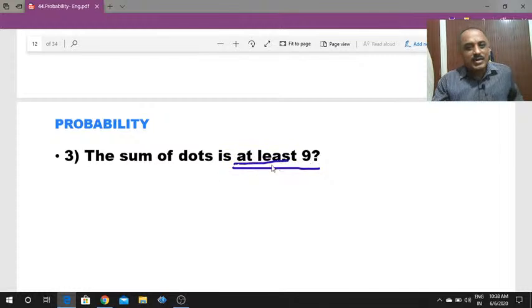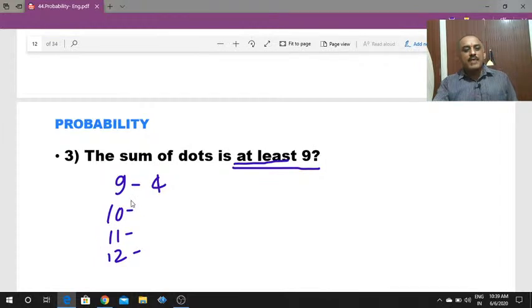For example, if the word at least is not there, take only sum of dots is 9. Sum of dots 9, how many possible outcomes are there? 4. But now at least means maybe 9 or more than 9. So it's maybe 9 dots or 10 dots or 11 dots or 12 dots.